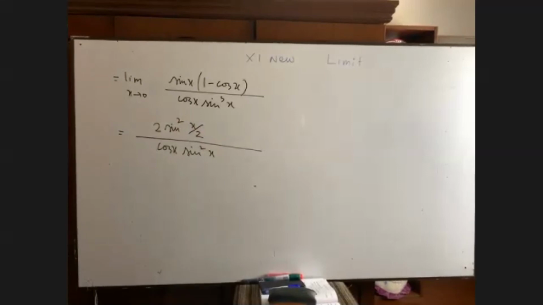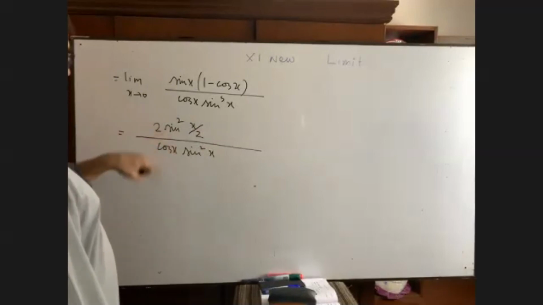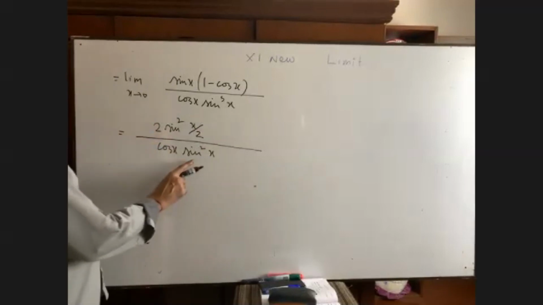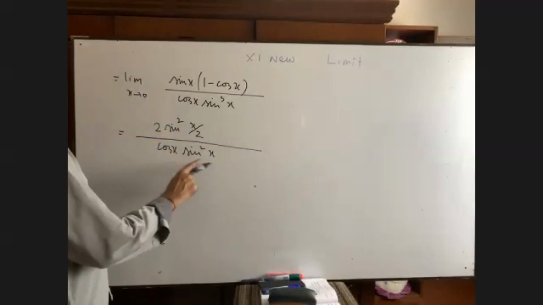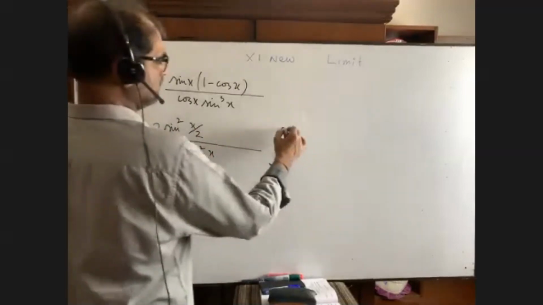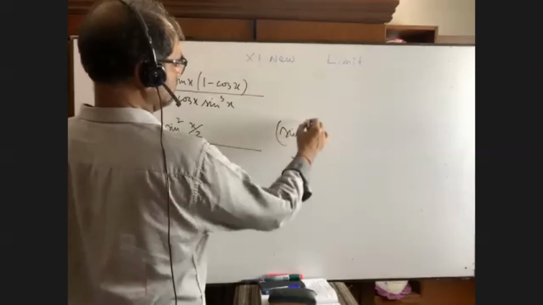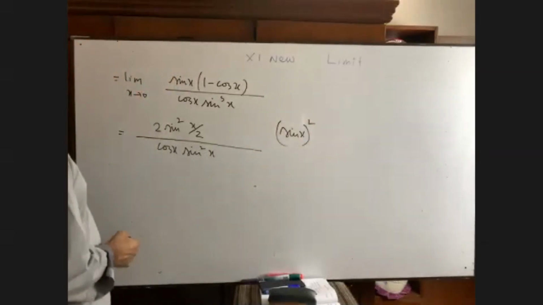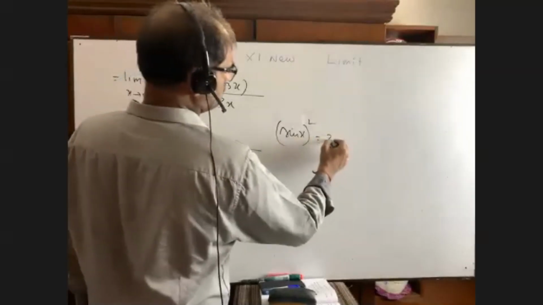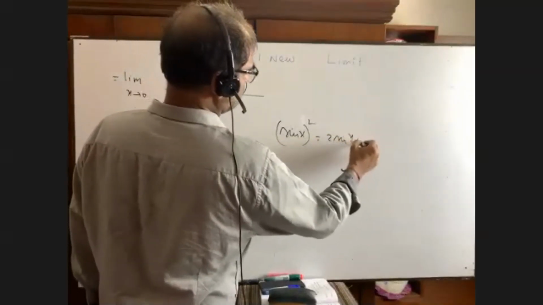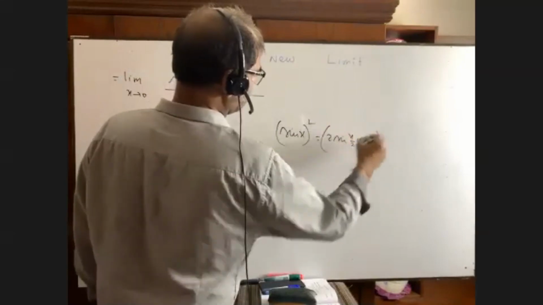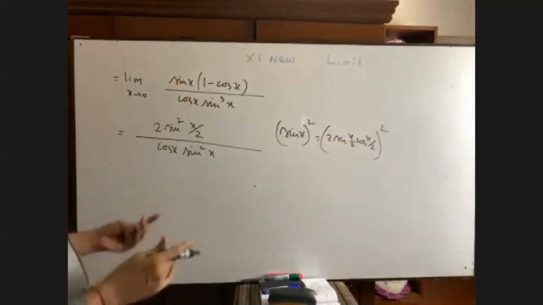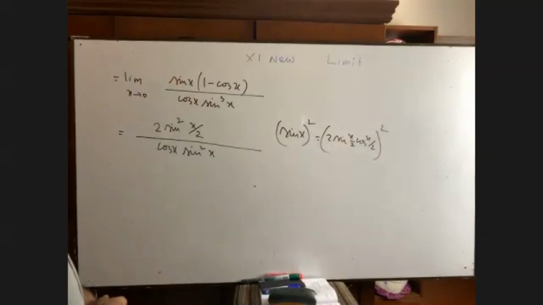Yes, sir. Then what should we do? Just let me know. We can do the math in this way, or we can break it. Sin x whole square, that is what? 2 sin x by 2 cos x by 2 whole square. In this way, can we do it? Yes, sir. So do it.